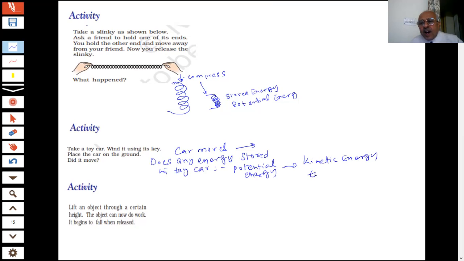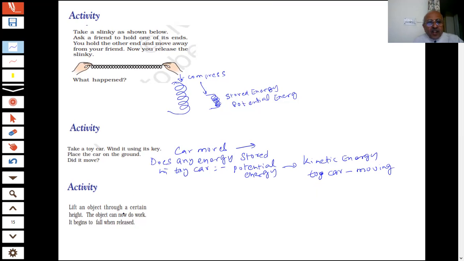And as soon as you release it, the potential energy is converted into kinetic energy, students, and the toy car starts moving. Is it right? Do you see that? Have you seen this? All these examples, all these activities you can do at home, students.